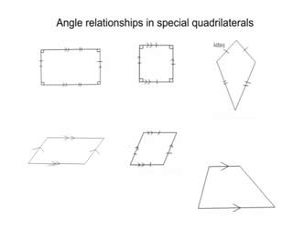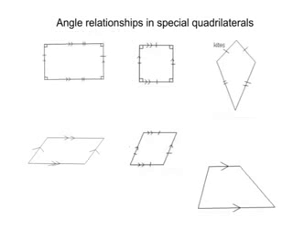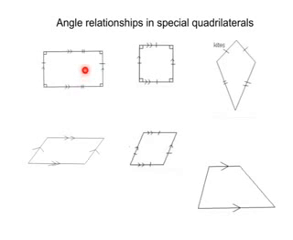Okay, some special quadrilaterals that we're familiar with, such as a rectangle, a square, all have angles of 90 degrees. So 90 degrees in every corner. So 4 lots of 90, 360 degrees. Okay, in some other quadrilaterals, such as a parallelogram or a rhombus, there are different relationships.